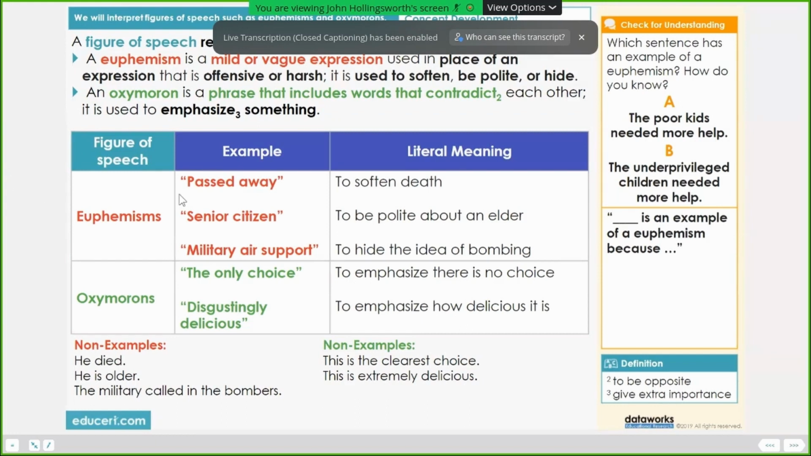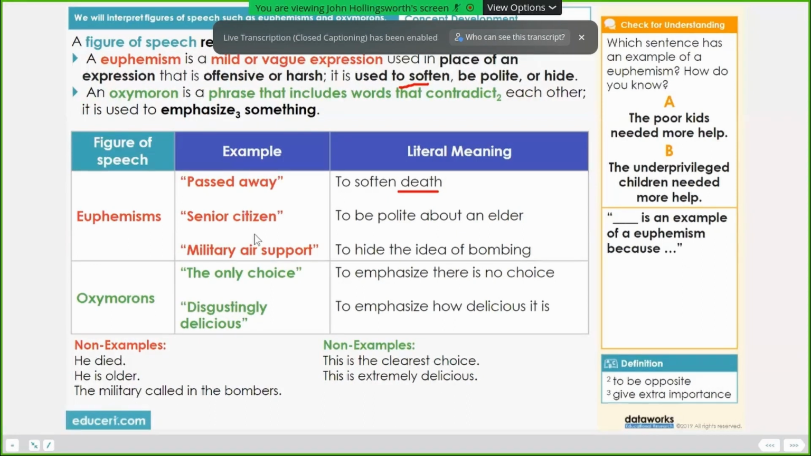So students, here's an example. Let's all read it together. Passed away. This is a euphemism. We're trying to what? Soften the idea of death. We don't say someone died. We say what? They passed away. They passed away. All right, here's another one.